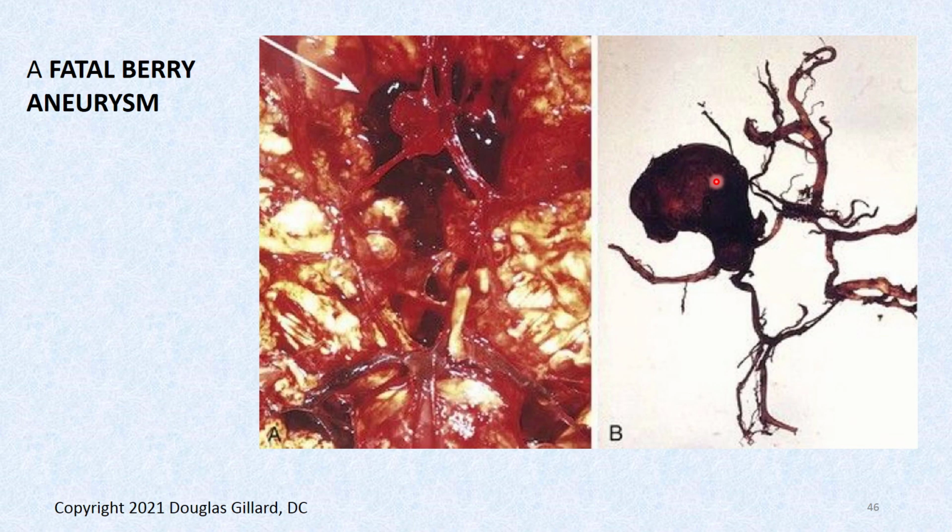All right, we'll go back to berry aneurysms. There's a fatal berry aneurysm, fresh dissection, and they had a huge one. You can see all the blood all over it. It ruptured.